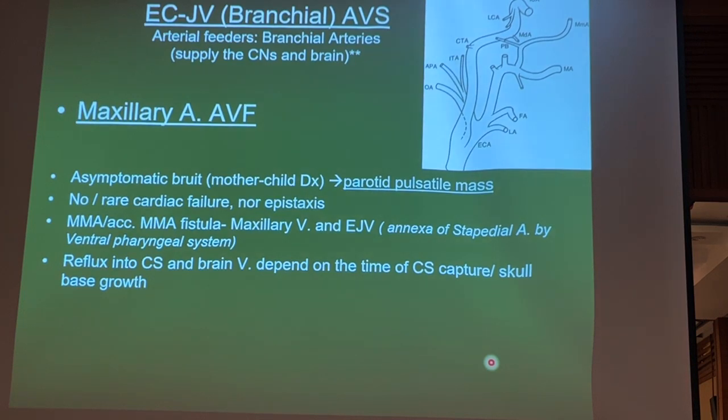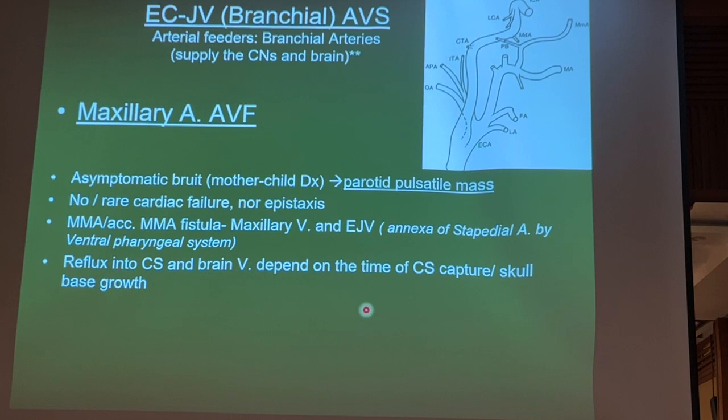Now we move to one of the most common. I say that it's at the branchial level. The most common is the maxillary artery, arterial fistulas. And again, the bruit can be here at the area of the parotid or around the auricular area. The bruit can be seen, and there are rare cardiac symptoms. And usually the maxillary artery opens to the maxillary veins or the external veins. It can reflux also to the cavernous sinus, and depends on the type of cavernous sinus captured.